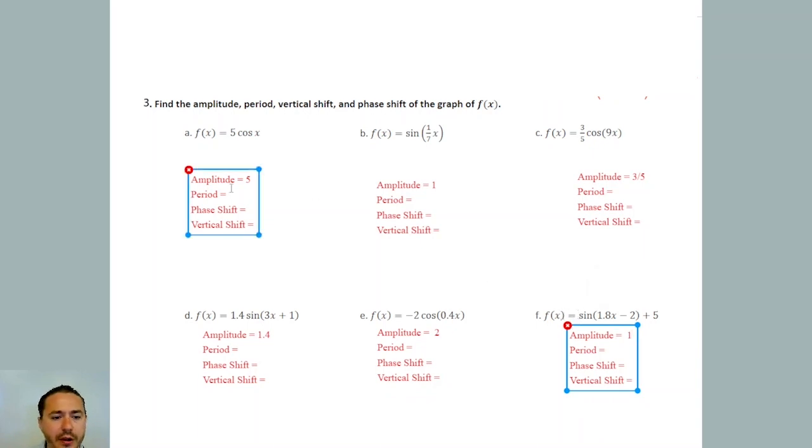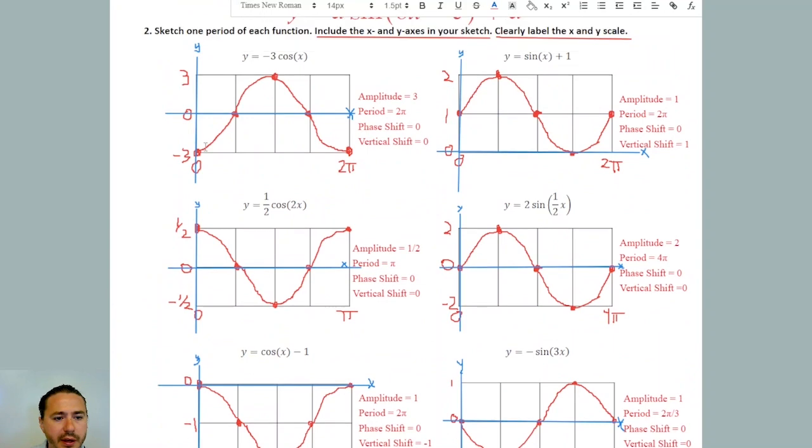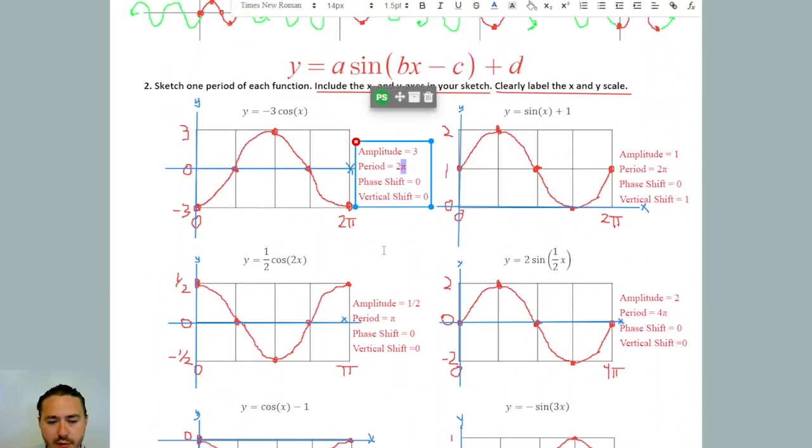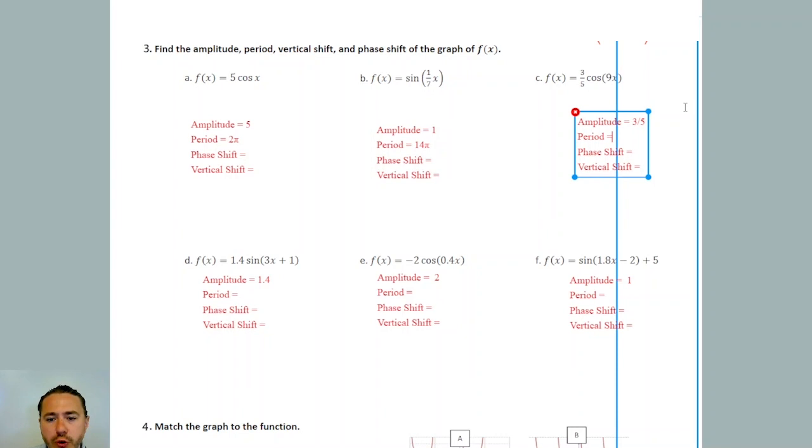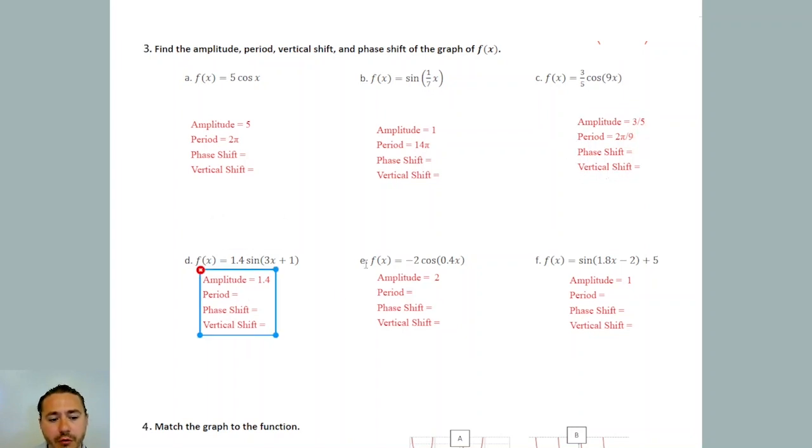Okay. The period is 2 pi divided by B, so this would be 2 pi divided by 1, so that's just 2 pi. So here we've got 2 pi divided by 1/7. So dividing by 1/7 is the same thing as multiplying by 7. So that would be 14 pi. Here we've got 2 pi divided by 9. So it's just going to be 2 pi over 9. You can't really reduce that. Here we've got 2 pi over 3.